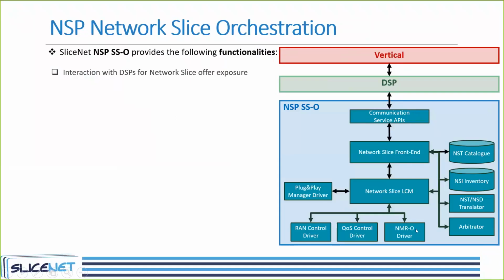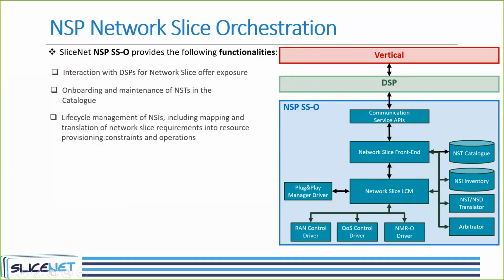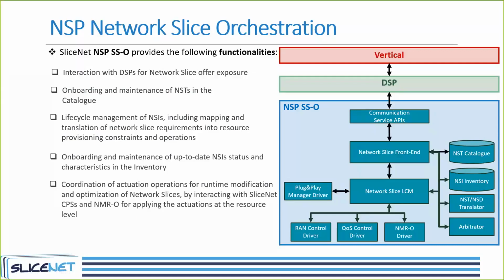So for the NSP SSO functionalities, we have, as you can see here, communication service APIs with the DSP, and below we have the communication drivers to the NMRO and to the control plane services that we have in the control plane of the NSP. We have the network slice front-end, network slice lifecycle manager, the catalogs, inventories, and so on. So we have interaction with the DSPs for network slice exposure, onboarding and maintenance of network slice templates in the catalog, lifecycle management of network slice instances, including mapping and translation of network slice requirements into resource provisioning constraints and operations, onboarding and maintenance of network slice instance status and characteristics in the inventory, coordination of actuation operations for runtime modification and optimization of network slices, interacting below in the southbound with the control plane services and NMRO.